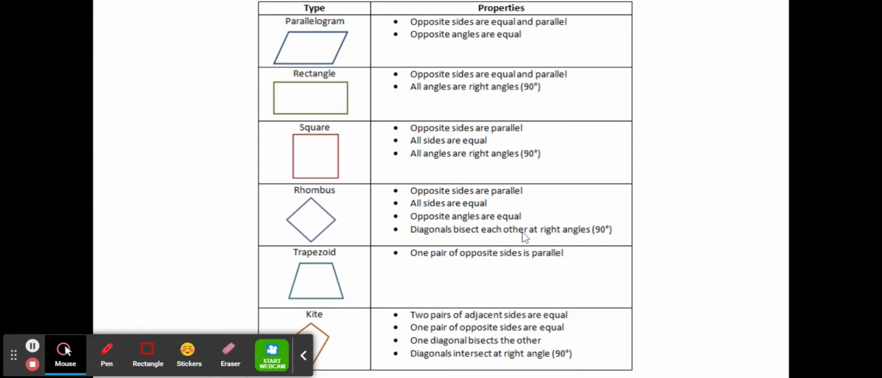The opposite angles are equal, and the diagonals do bisect each other at a right angle, so they are perpendicular bisectors of each other. And then the square, the one in the middle here, is both a rectangle and a rhombus, so it fits all those properties. All right, hope that vocabulary helps.